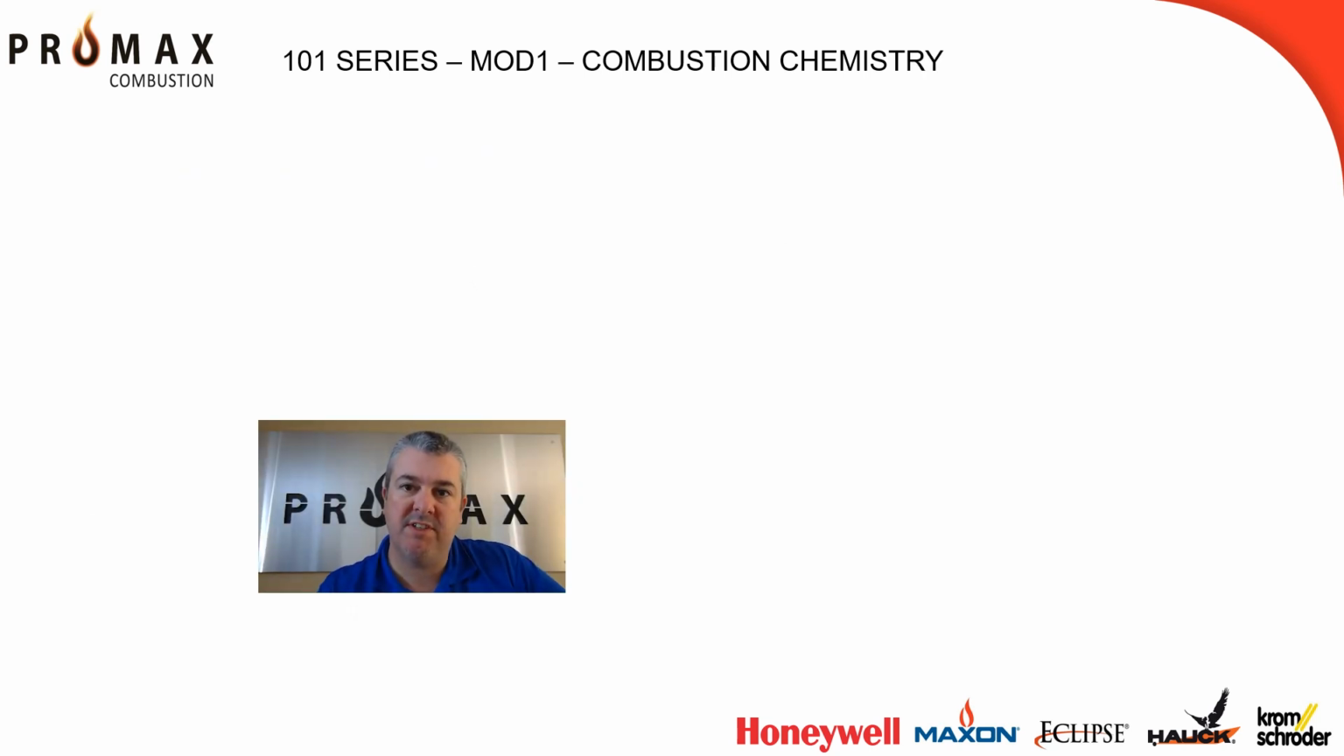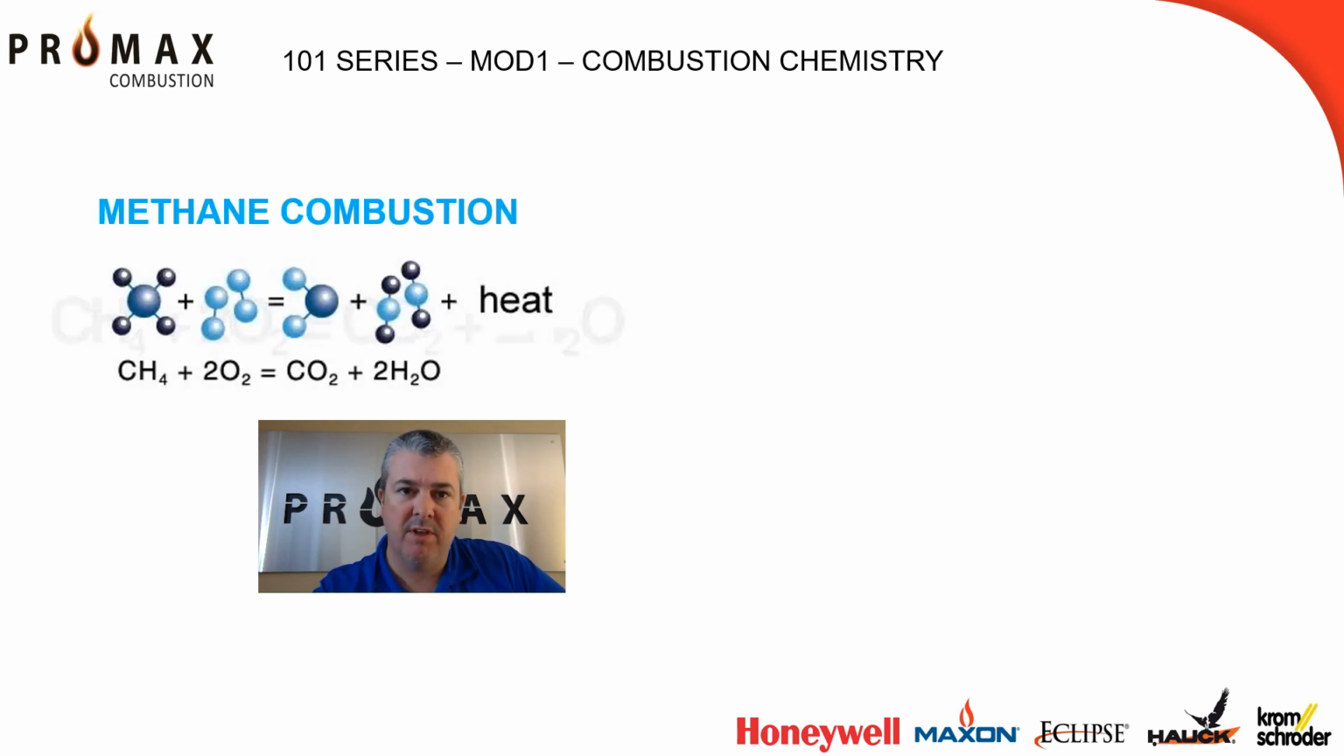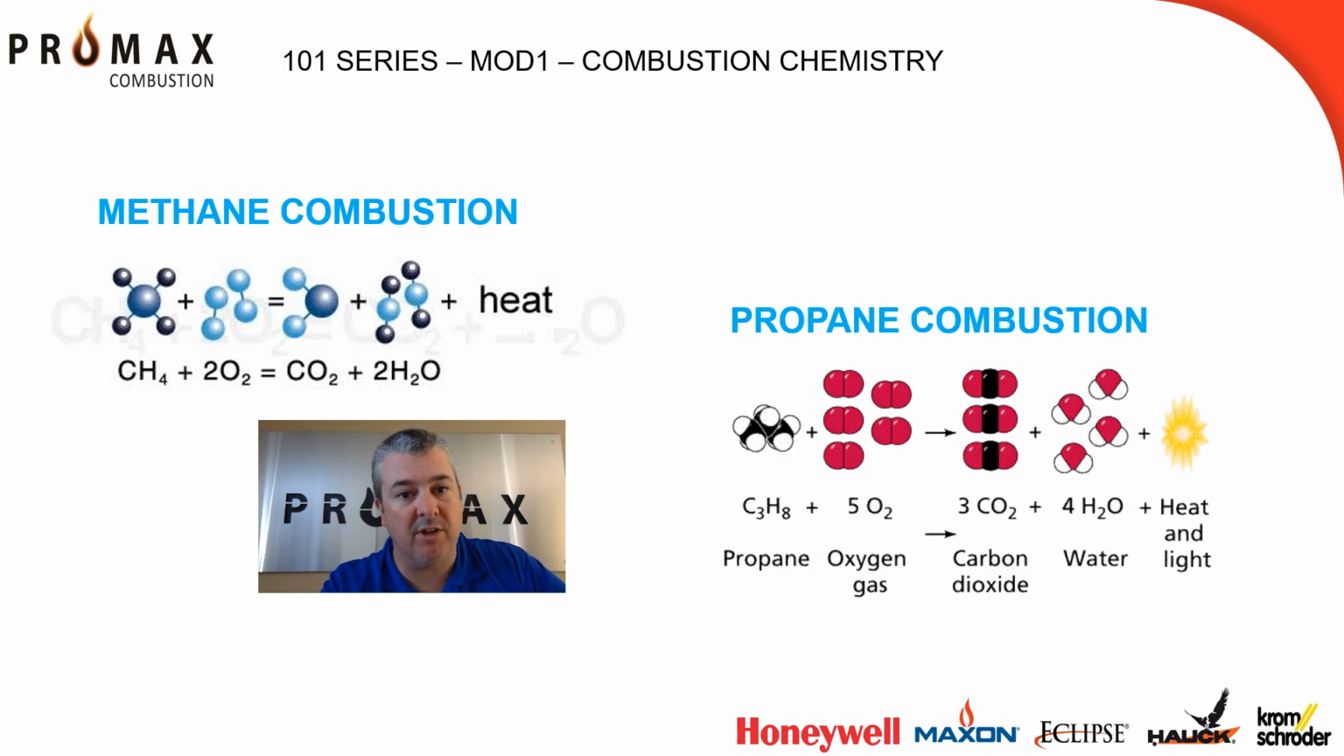For the purposes of this discussion, we're going to look at the chemistry behind methane combustion. For every methane molecule, the process requires 2 molecules of oxygen. This will yield a carbon dioxide molecule, 2 water molecules, light, and heat. The important lesson to learn here is that because the amount of carbon and hydrogen differ from fuel to fuel, so does the amount of oxygen required to complete the process. 1 molecule of propane requires 5 molecules of oxygen and generates 3 molecules of carbon dioxide and 4 molecules of water vapor.